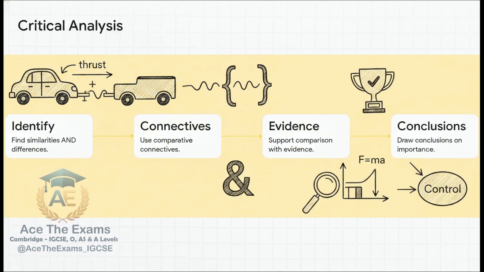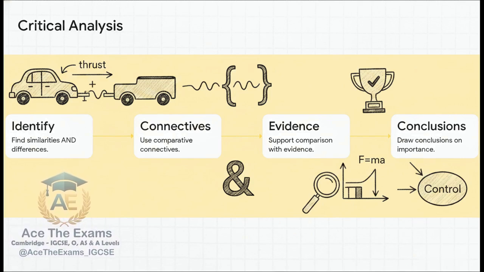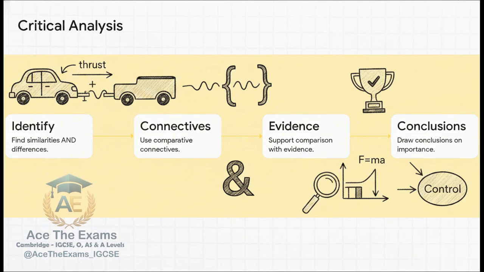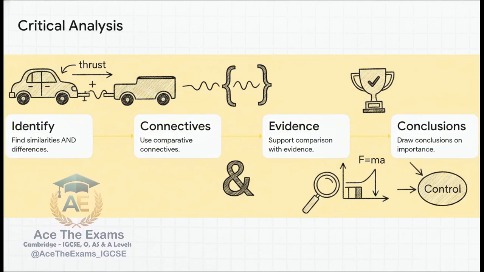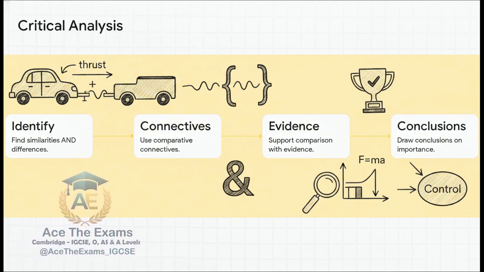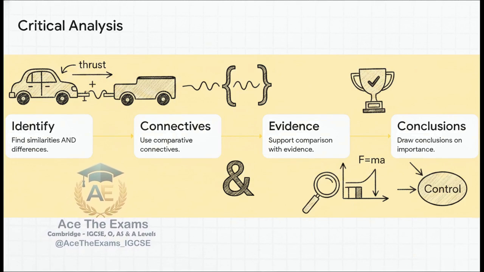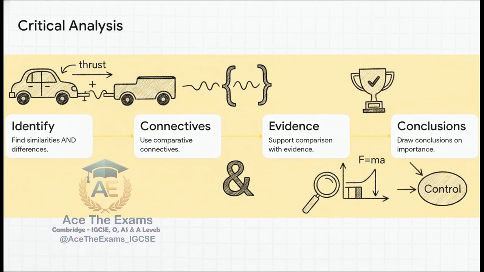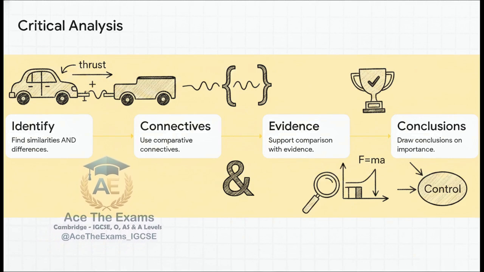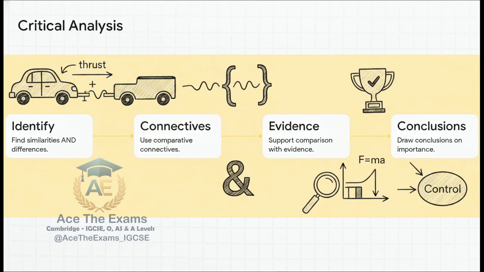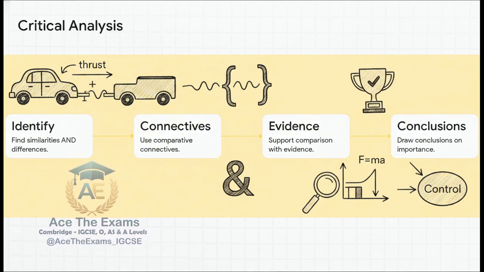Step 2, you use comparative connectives like whereas or conversely to structure your argument. Step 3, you support it with mathematical evidence, showing through your equations that a negative tension calculation actually implies a physical thrust force in a tow bar. And Step 4, you draw a definitive conclusion about which model maintains control of the trailer during rapid deceleration. This isn't just math anymore. This is high-level, critical engineering analysis.